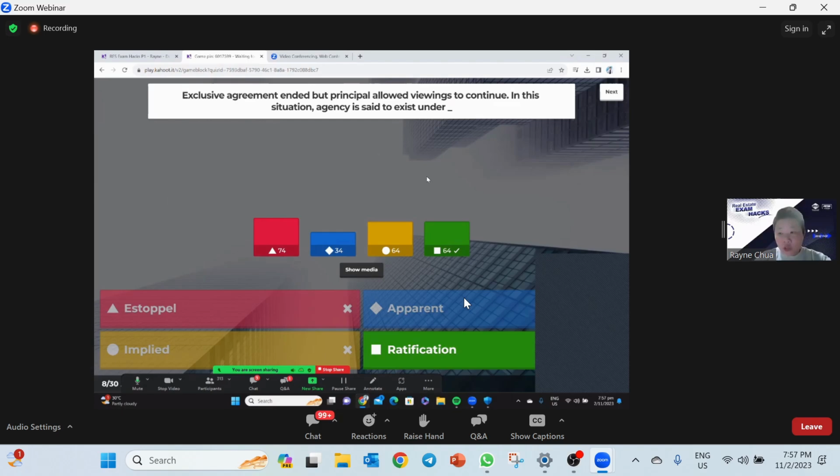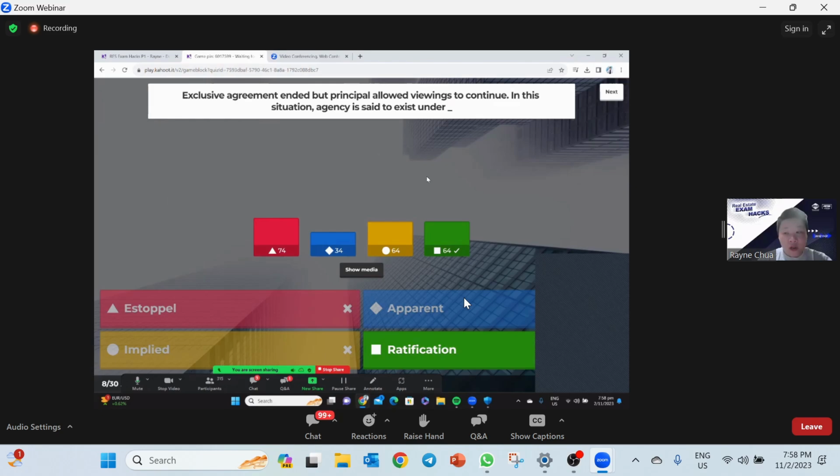Right, so basically when we talk about the question first, there's an exclusive agreement, but it ended, but the seller or the client allowed the viewing to continue. So in this situation, the agency is said to exist. So first thing you need to understand is that even though the exclusive has ended, the client or the principal, as we call the person in this case, did not say to stop. So in a way, it is assumed you can continue, so the agent will continue to bring potential buyers to view the property itself.